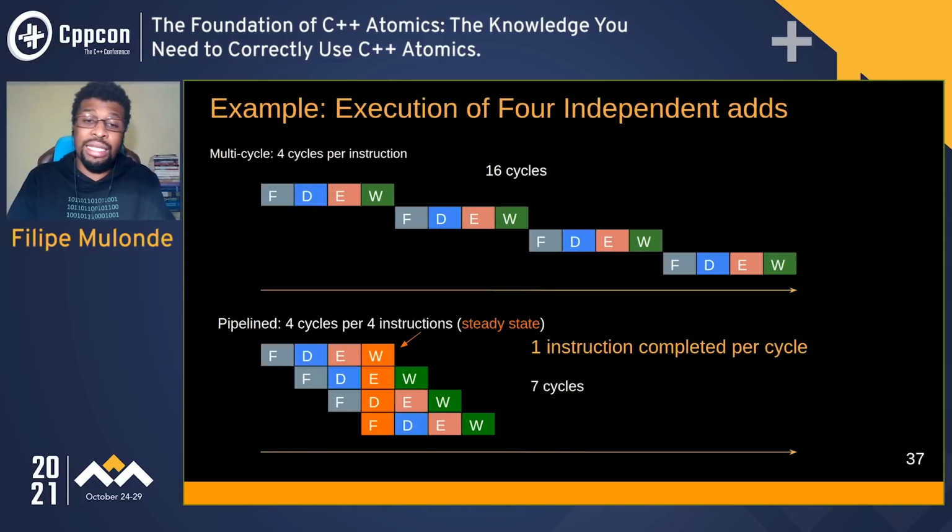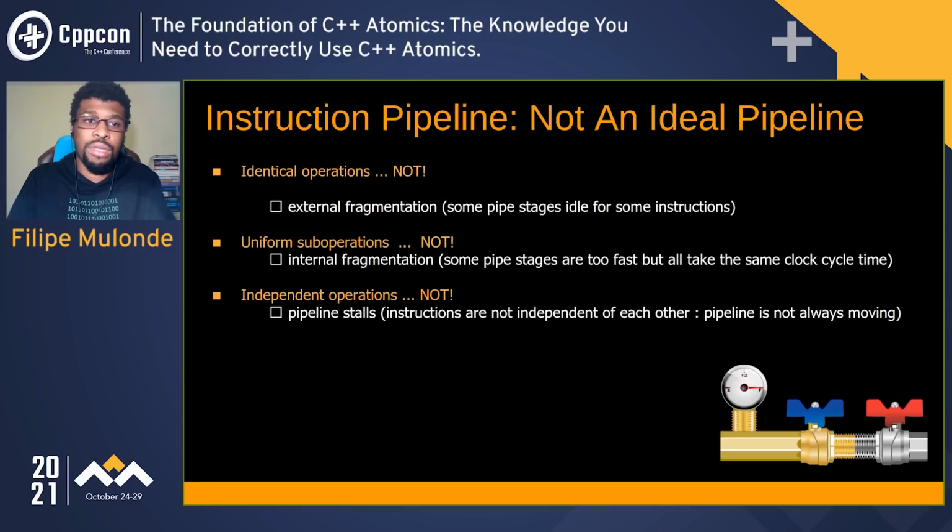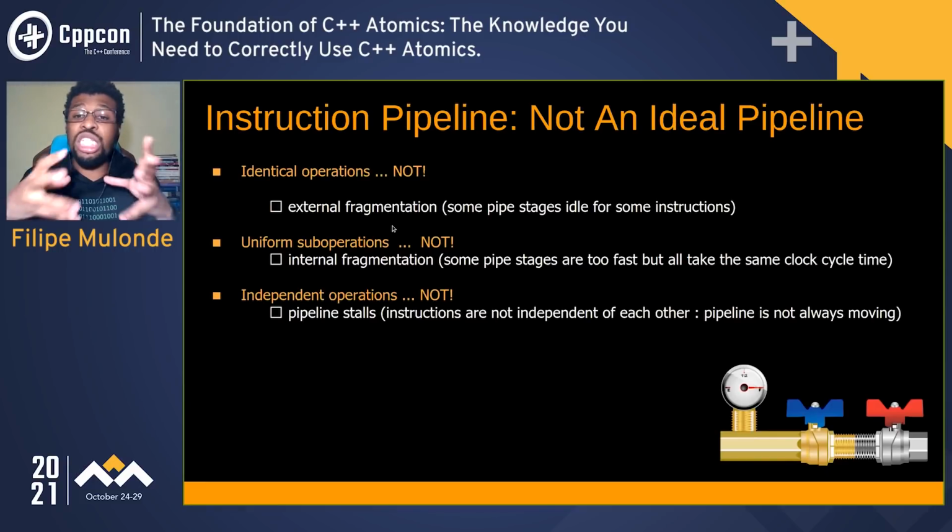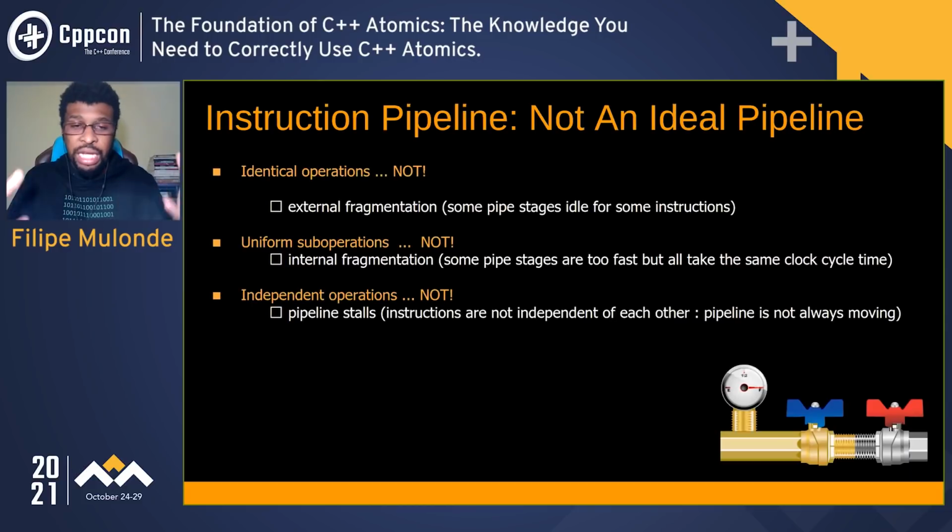The problem is that here we assume an ideal pipeline. But instruction pipelines are not ideal. Why? Because instructions don't have identical operations. It's also called the problem of external fragmentation. Some pipe stages are idle for some instructions. The other problem is non-uniform suboperations, also called internal fragmentation. Some pipe stages are too fast, but all take the same clock cycle time.